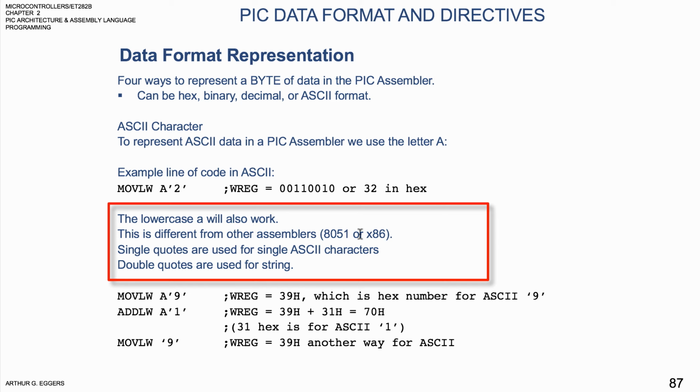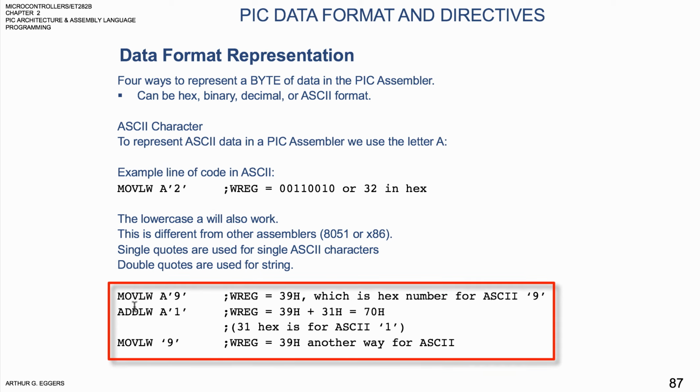This is different from other assemblers. Again, the single quotes are used for single ASCII characters. Double quotes are used for a string. So in this case, move LW A9 loads a working register value, the hex equivalent to a 9 in ASCII, 39H, which is the hex number for ASCII 9. Add a value of 1 to it. The working register gets 39 plus 31, because that's the hex equivalent, which gives us a hex of 70. 31 hex is for an ASCII 1.